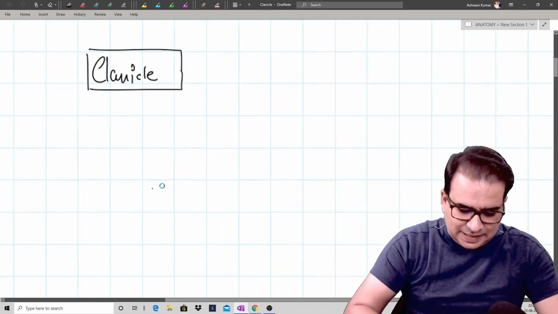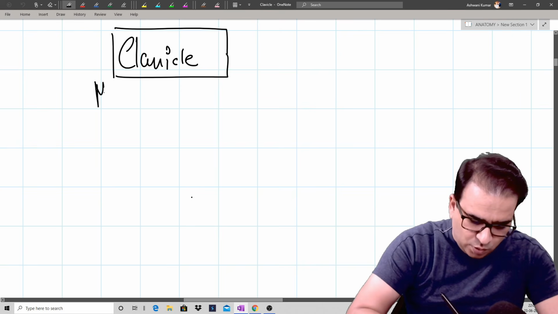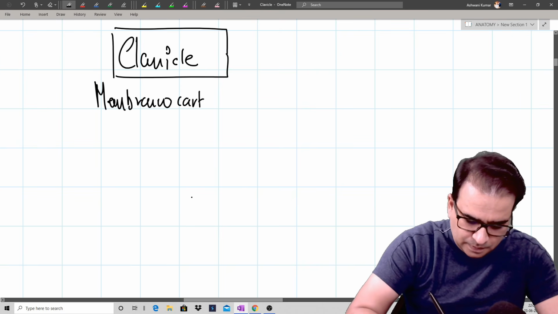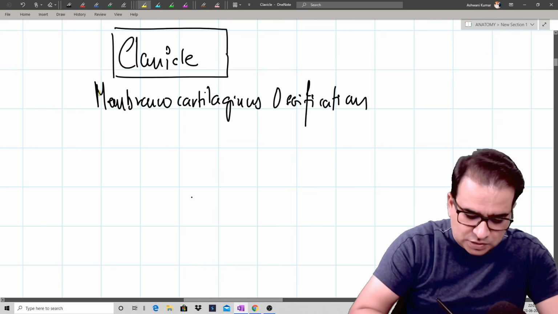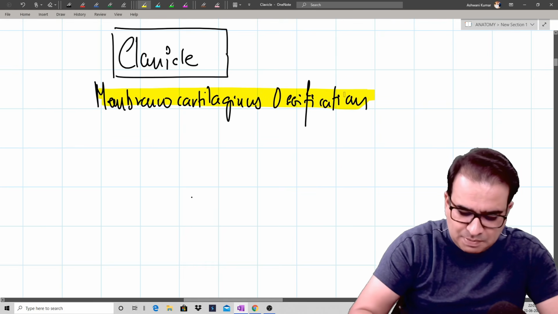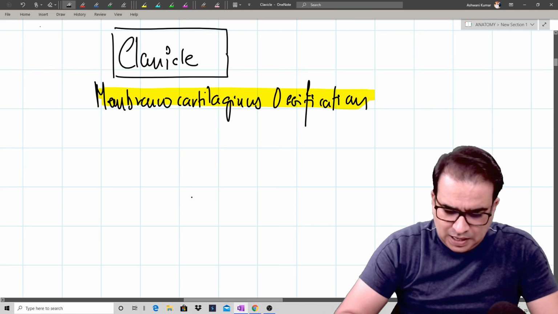For the clavicle, as they say, it is having membrano-cartilaginous ossification. So the clavicle partly ossifies in the membrane, and partly the clavicle ossifies in the cartilage.